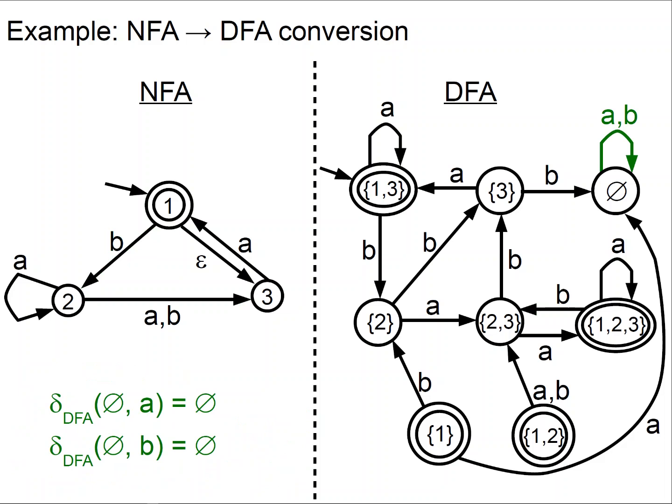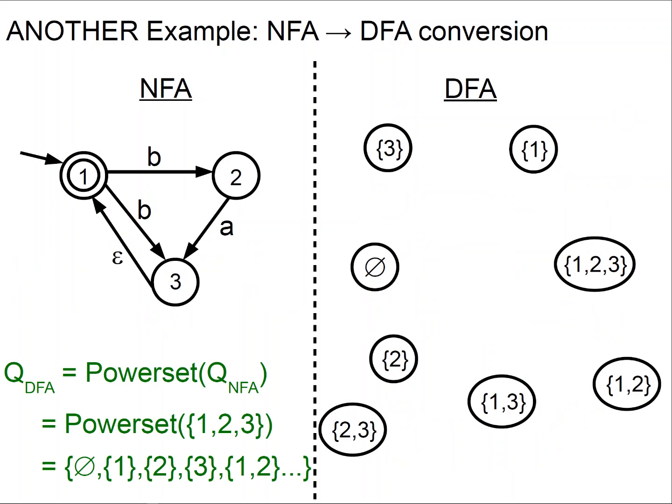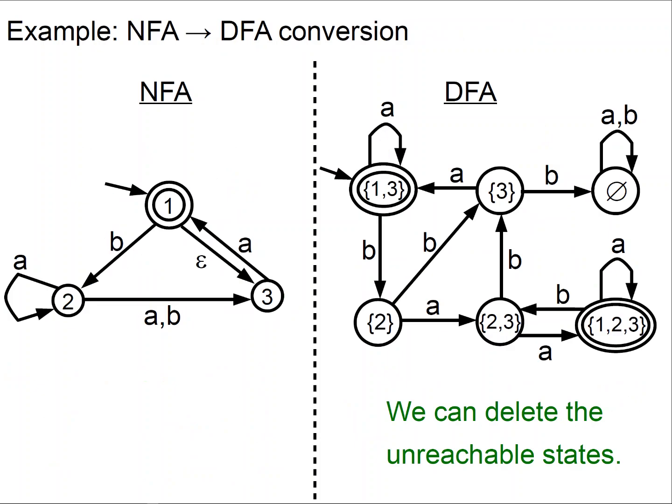That's an example of a conversion. We can delete the unreachable states. You don't have to show them, by our convention, and you will get a simpler DFA. So in this case, you can remove this and think of it as a sink state.